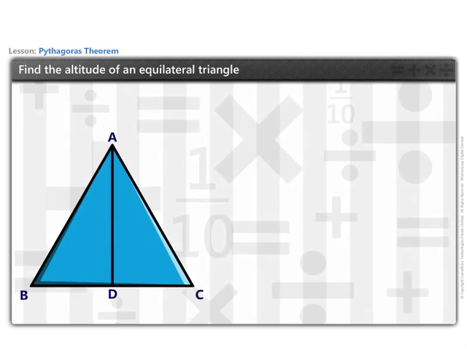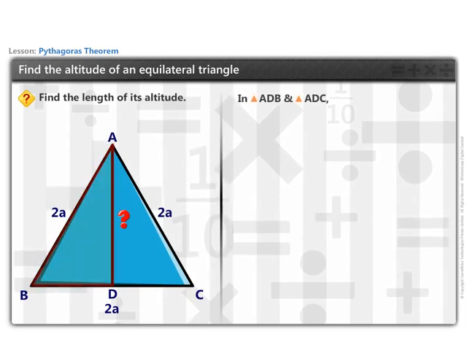ABC is an equilateral triangle of side 2A. Find the length of its altitude. In right triangles ADB and ADC, side AB is equal to AC, that is equal to 2A, and AD is equal to AD, since it is common.